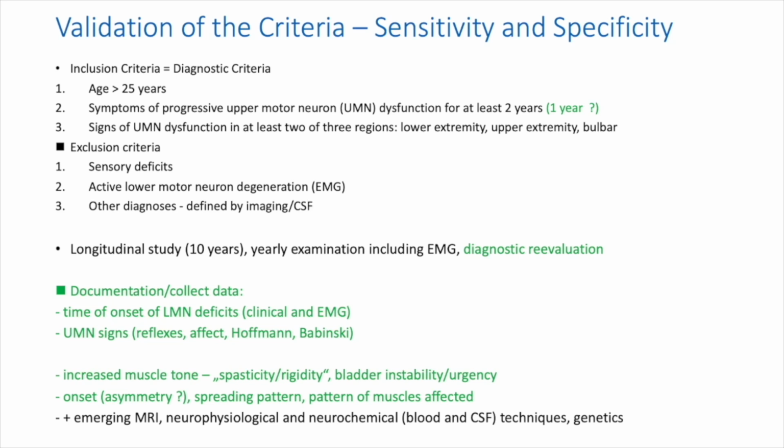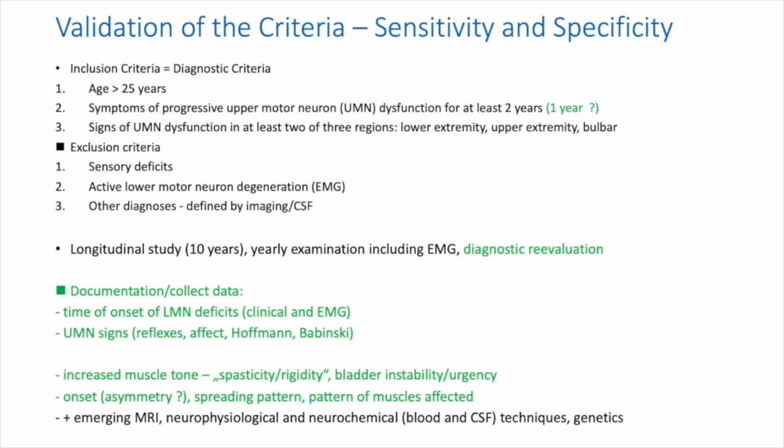I'm a little bit on the side of Strümpel, I have to say. But let's see. Bladder instability is also perhaps related to the upper motor neuron signs. And of course, we have to document the onset, symmetry, HSP versus PLS, spreading pattern, pattern of muscles affected.